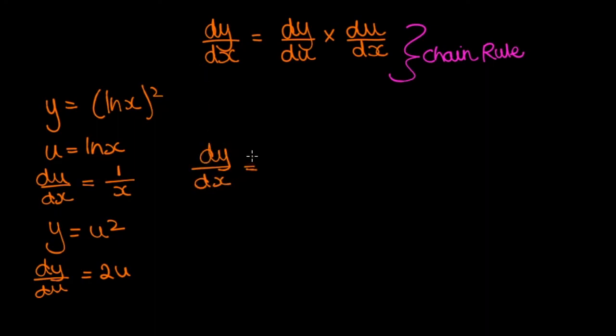And so now we can plug this in to our equation to find dy by dx. So dy by dx is equal to 2u. This is dy by du multiplied by 1 over x. And that's du by dx. So replacing u with what it was originally is going to give us 2 ln x over x. And so the derivative of ln x squared is equal to 2 ln x over x.